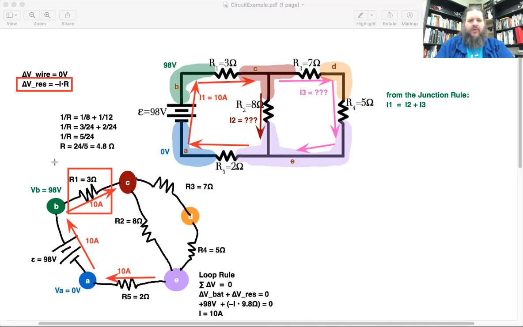Yeah, negative 30 volts. So that means as you go through this resistor, you lose 30 volts. At point B, we had 98 volts. Going through resistor 1, we lose 30 volts. So at node C, we end up with 98 minus 30, which is 68 volts. So the voltage at node C is 68 volts, since we started at 98 and we have lost 30. Any questions on that so far?